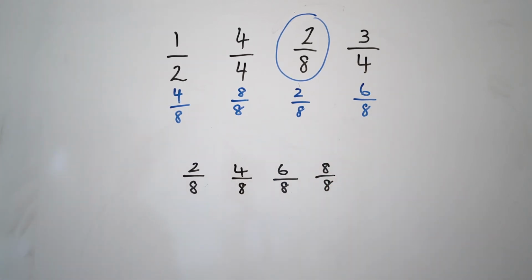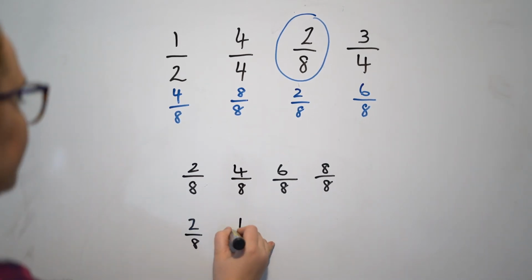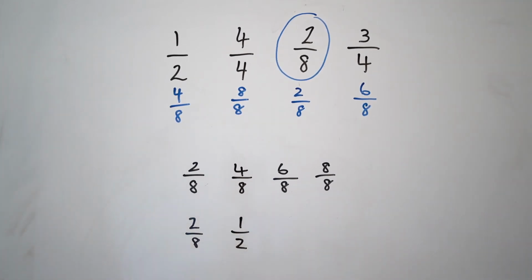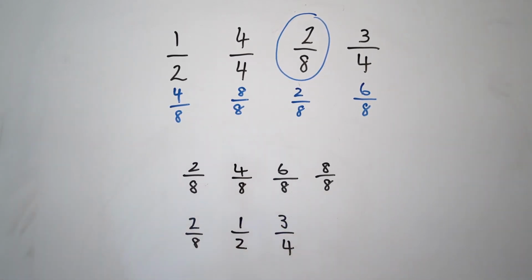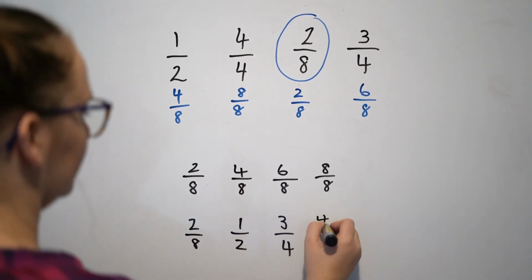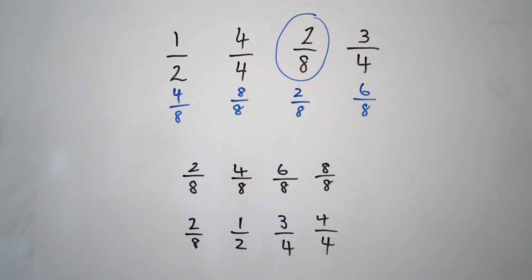Now, let's use these to write the original numbers to compare the original fractions. Well, 2/8 stays the same. 4/8 is also 1/2. 6/8 is 3/4. And 8/8 is 4/4. There you have it. We've ordered the fractions from smallest fraction to greatest fraction by using the method of the same denominator. If you would like to watch this again, just rewind to watch these steps.